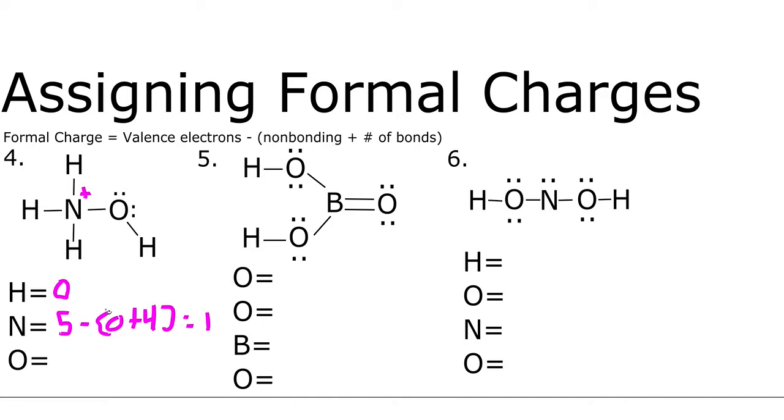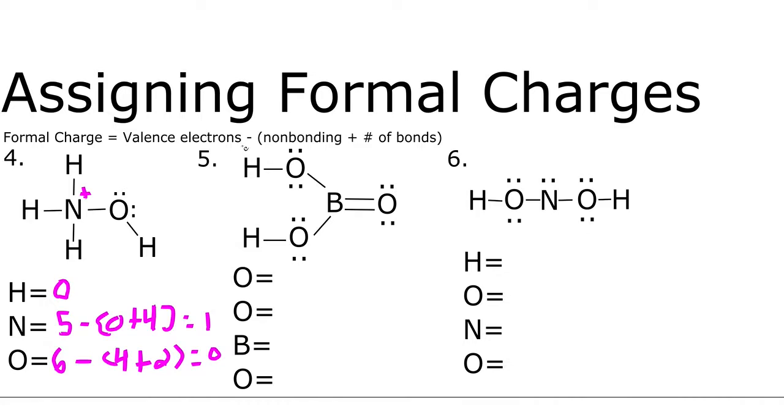Let's look at this oxygen. The oxygen is found in group 16, so 6 valence, minus how many lone electrons? 1, 2, 3, 4, so 4. Plus, how many bonds? 1, 2. So it'll be 6 minus 6, and that equals 0. So nitrogen has the positive charge in this molecule.